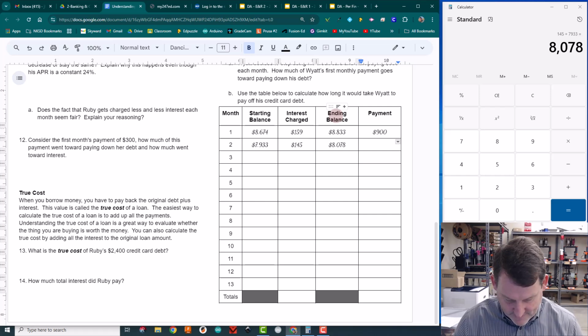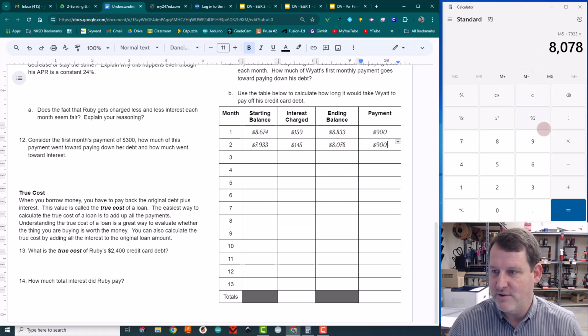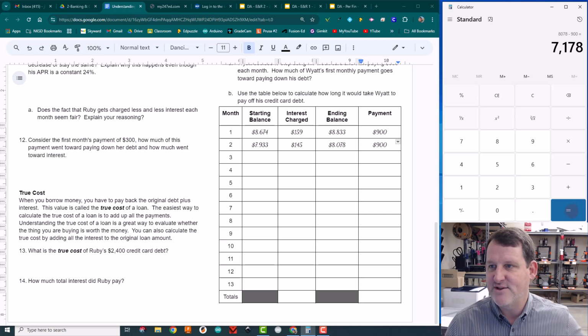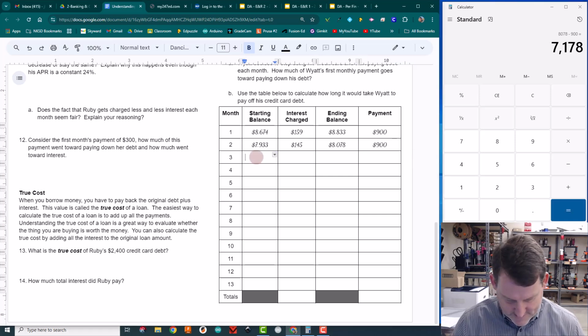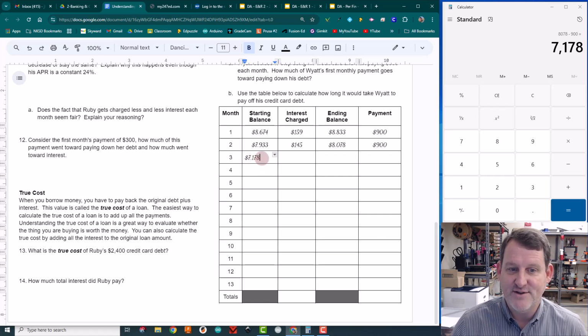I'm going to make another $900 payment, and that's going to subtract from my ending balance. So I'm going to do this minus 900, and that's going to give me what I start out owing next month. So at the beginning of next month, I only owe $7,178. And now the process just keeps going.